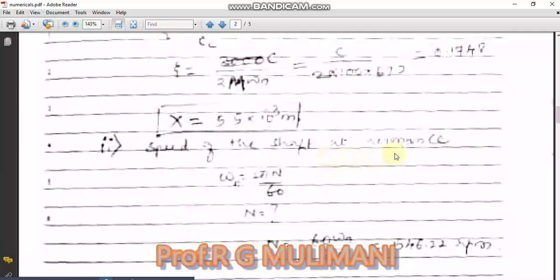Similarly, the speed of the shaft at resonance. To find this speed, we already know the natural frequency. At resonance, omega equal to omega n. You substitute the value of omega n. Again, with this relationship, omega equal to 2 pi n by 60, we can find the speed. You find what this n value is; that is the speed at resonance. Putting the natural frequency value, we have the speed as 546. This is the speed of the shaft at resonance.